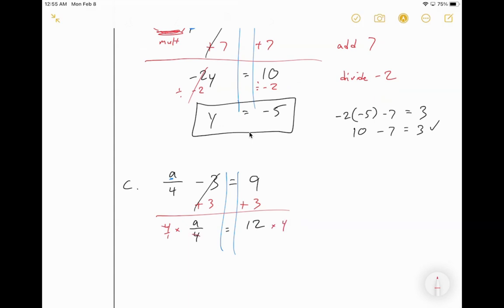Because what does that do? Cancels the 4s. And what I'm left with on the left side is a. And on the right side, 12 times 4 is 48.